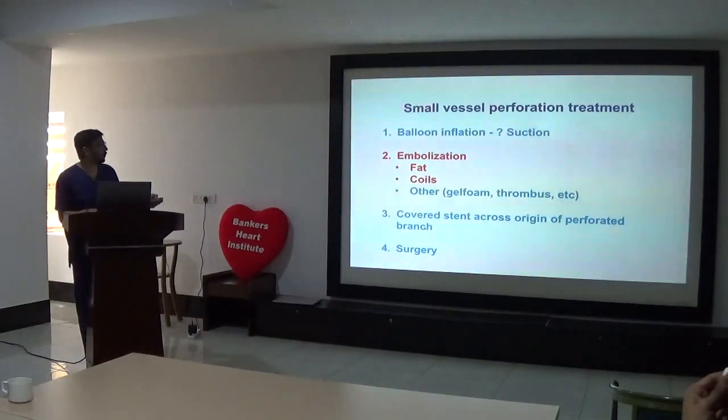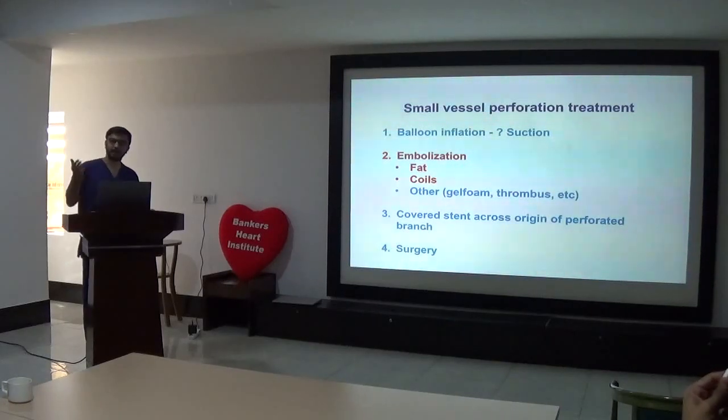Small vessel perforation: balloon inflation. We have to inflate the balloon proximally at the site of the lesion to seal the vessel. It will temporarily lead to ischemia because of flow shutdown in the distal vessel, and the patient will complain of pain. It may lead to ischemia or necrosis of that vessel, but we need to close the vessel.